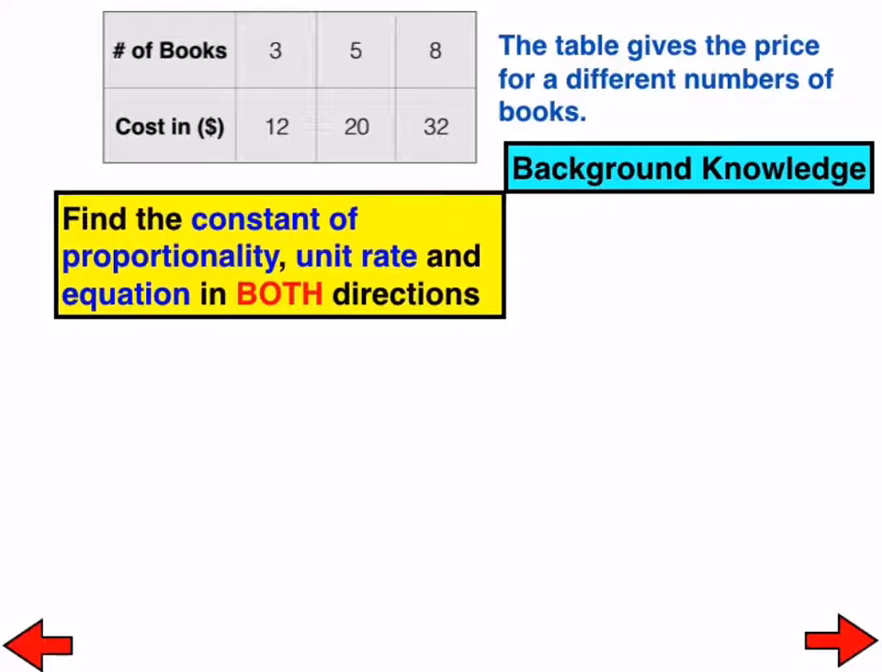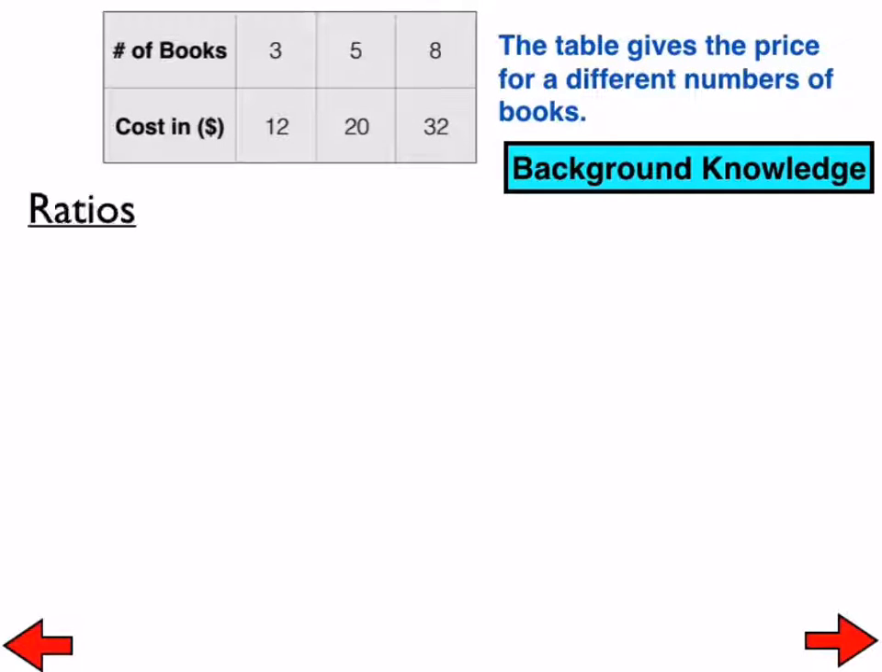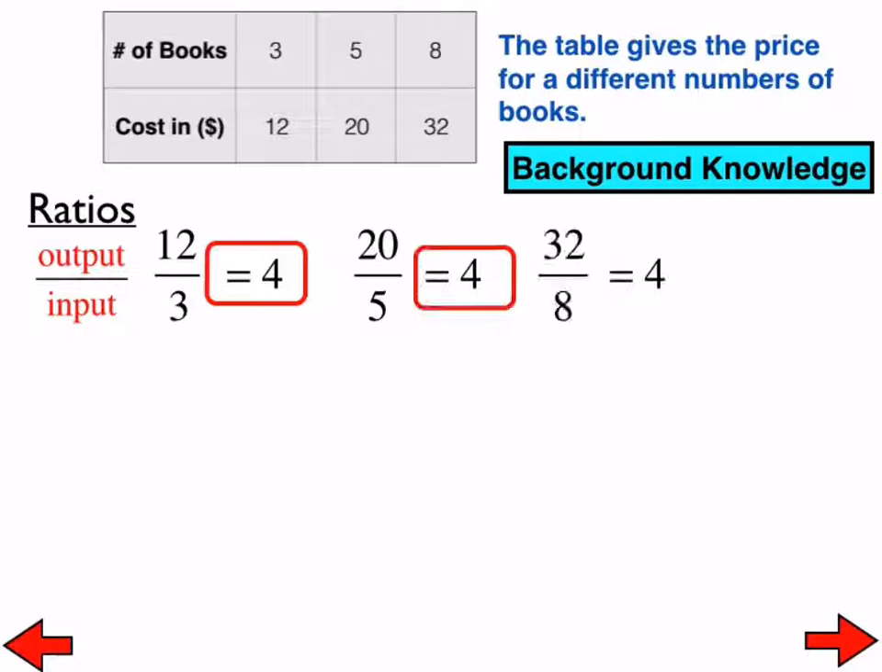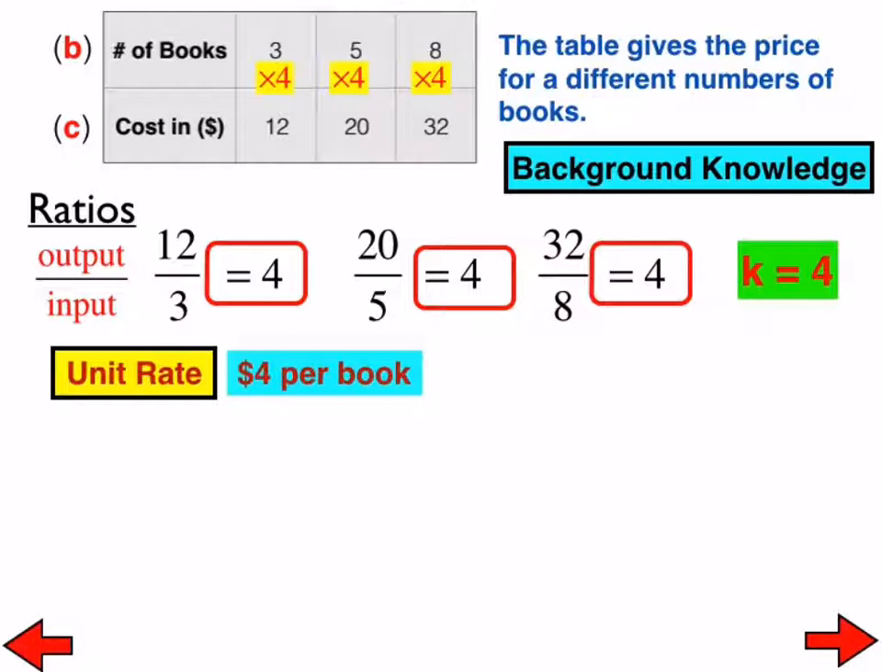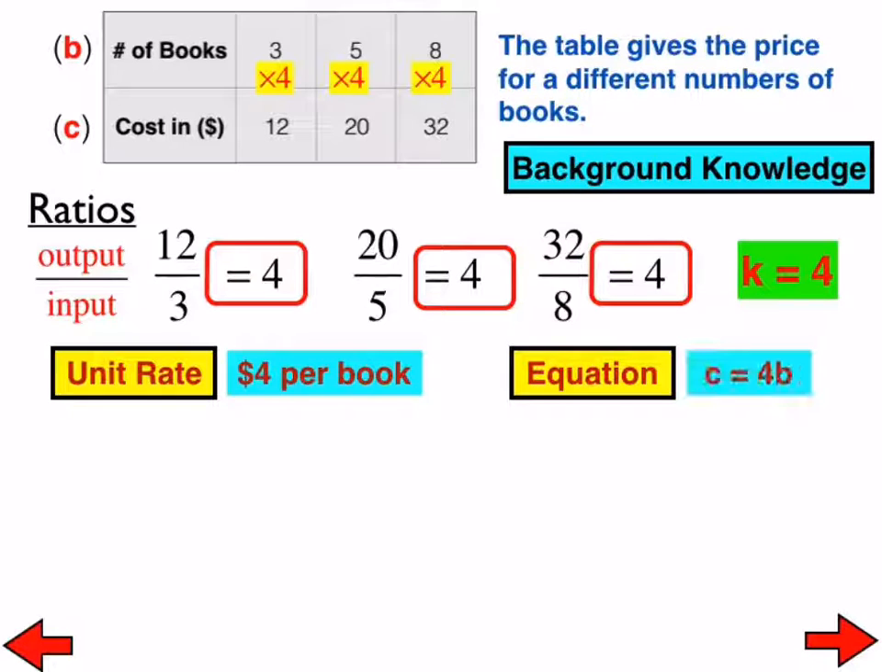A little bit of background knowledge, as we always do. Lately, we've been working on writing constant proportionality and unit rates and equations in both directions. One direction, which is the preferred way, remember, output over input, because that always gives us the constant of proportionality or the constant multiplier. And using those variables right there, we end up with an equation that is C equals 4B and a unit rate of $4 per book.